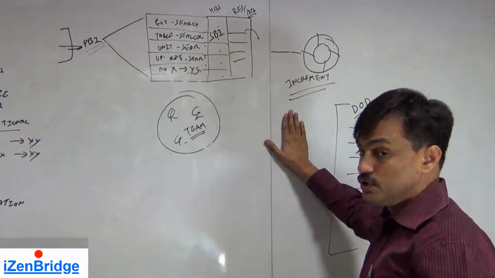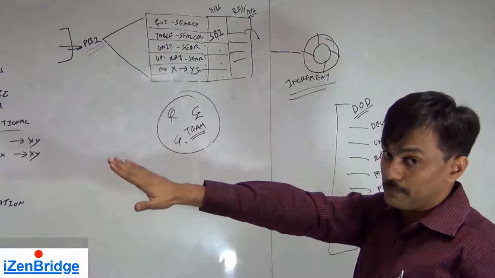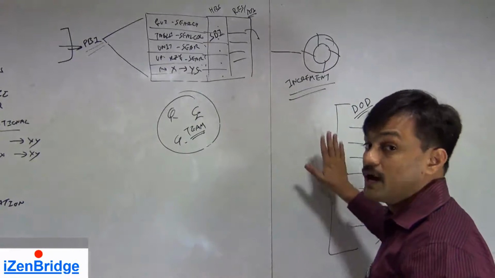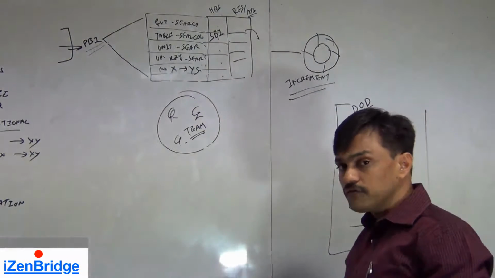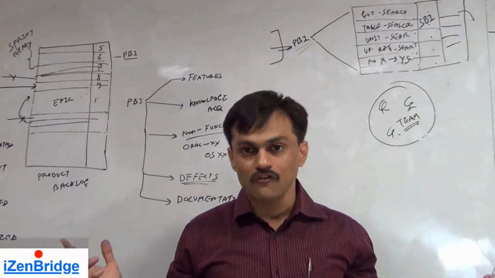The team is the one creating this increment. They are creating it as per the requirements given by the product owner. They are creating it as per the engineering activities defined in the definition of done. So these are the three artifacts of Scrum.